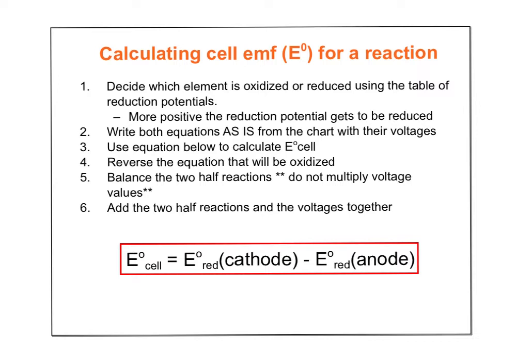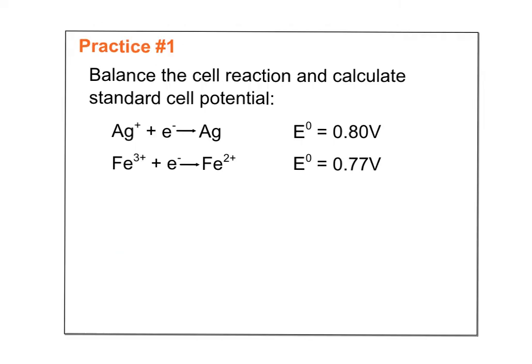One thing that's important, we do not multiply the voltage values. So my tip would be to calculate the E cell before you balance the equation so you don't confuse yourself. If you multiply, for example, the oxidation by 3 so that you can cancel out electrons, you don't need to actually multiply the oxidation value by 3 when you calculate E cell. It's just exactly how it's written on the chart before you balance. And then finally, you will add up those half reactions.